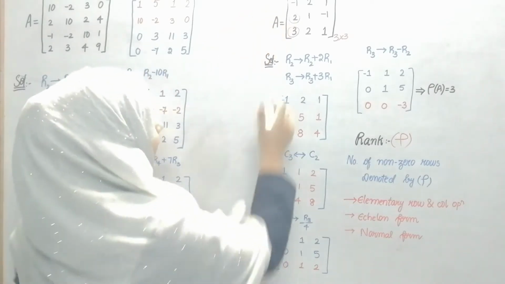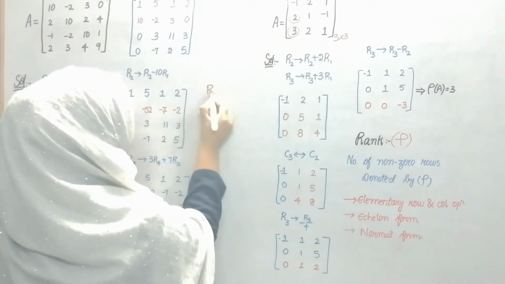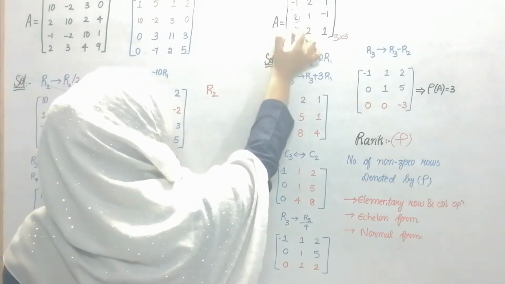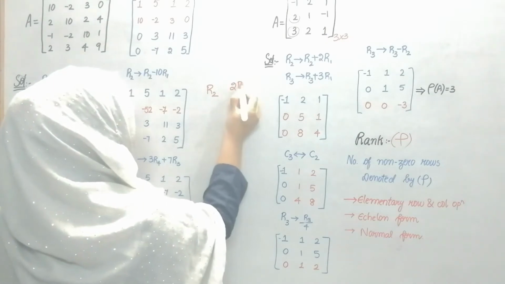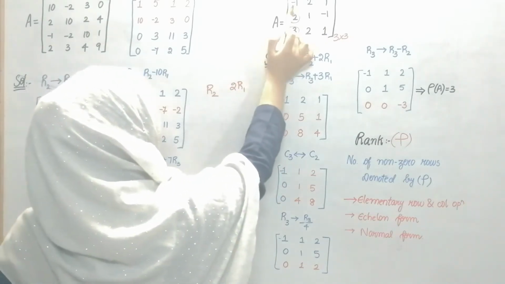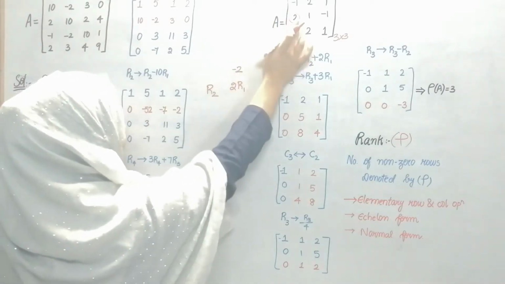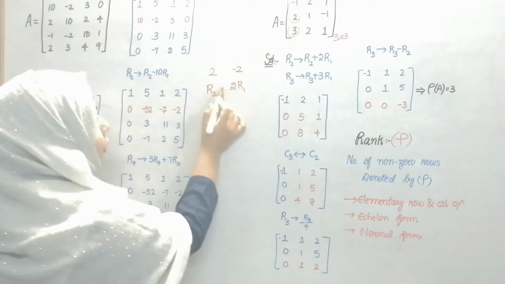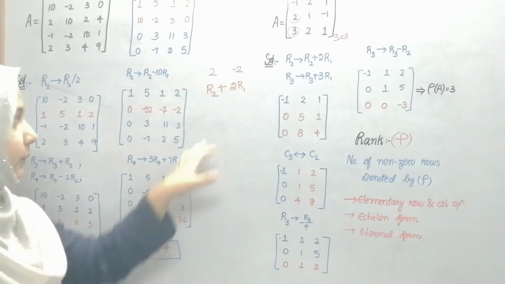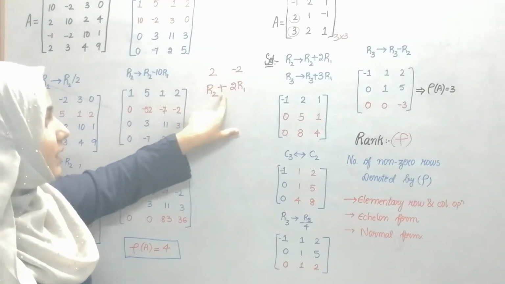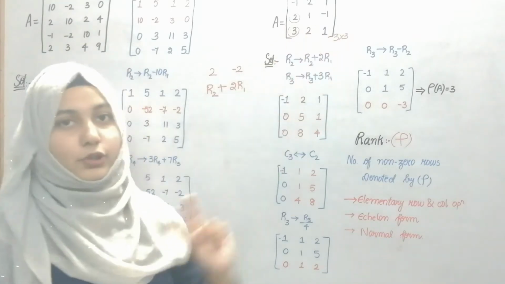How? What can I do? This is the second row, row 2, and this is row 1, which has -1. So I can multiply row 1 with 2, so 2 into row 1. If I multiply row 1 with 2, the -1 becomes -2. I've already got 2 here. So which operation should be there between these two? Plus, right? So row 2, I'm going to do row 2 plus 2 into row 1. This is what I'm going to perform for row 2.